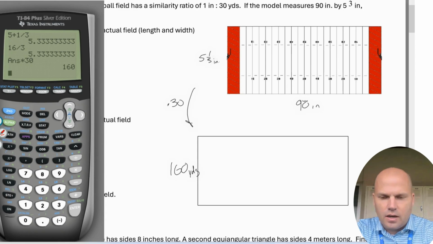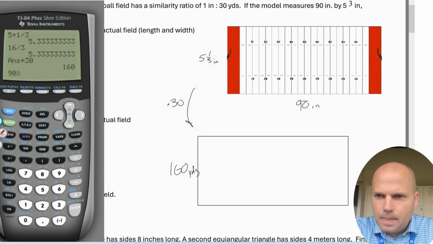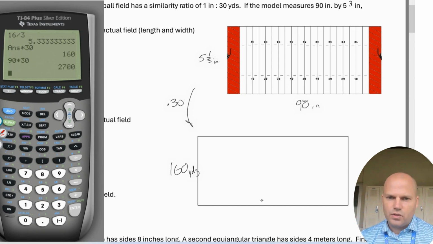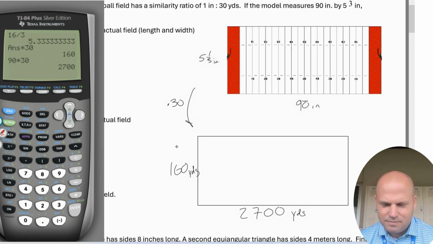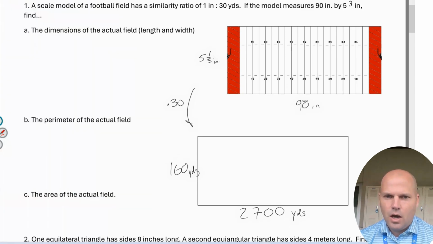And then we'll take our 90 and multiply it by 30. We get the actual football field is 2,700 yards. Not sure if this is accurate. Maybe it'd be better if this was feet, but whatever. Huge football field. All right, cool. So there's the length and the width. What's the perimeter of the actual football field? Now, I'm going to show you how we could have done this without even knowing these dimensions, but we're going to be able to check it.